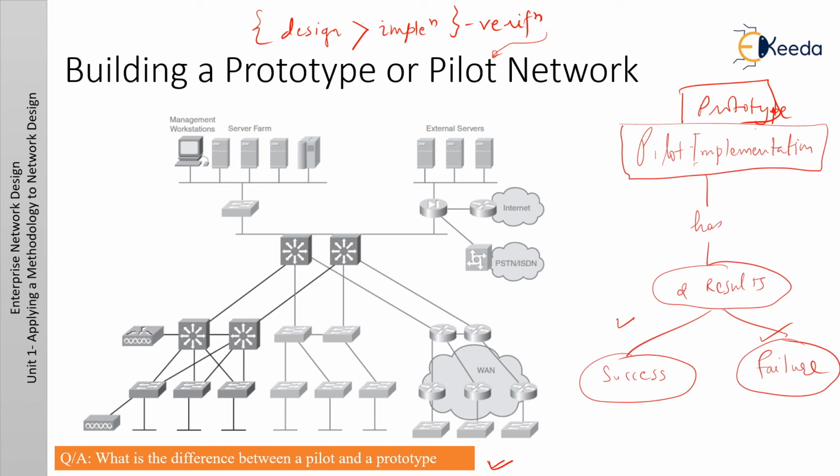So this figure simply shows a simple topology, a subset of the plant network. The highlighted areas indicate the part of the network involved in redesign. This part of the topology is implemented first in a prototype to verify the design. So here we have seen the management workstation, server farm, external server, internet, PSTN, ISDN, WAN, and some part is there which we need to redesign. So we need to redesign these parts. So what are the things we need to verify or implement? So we need to check these things.